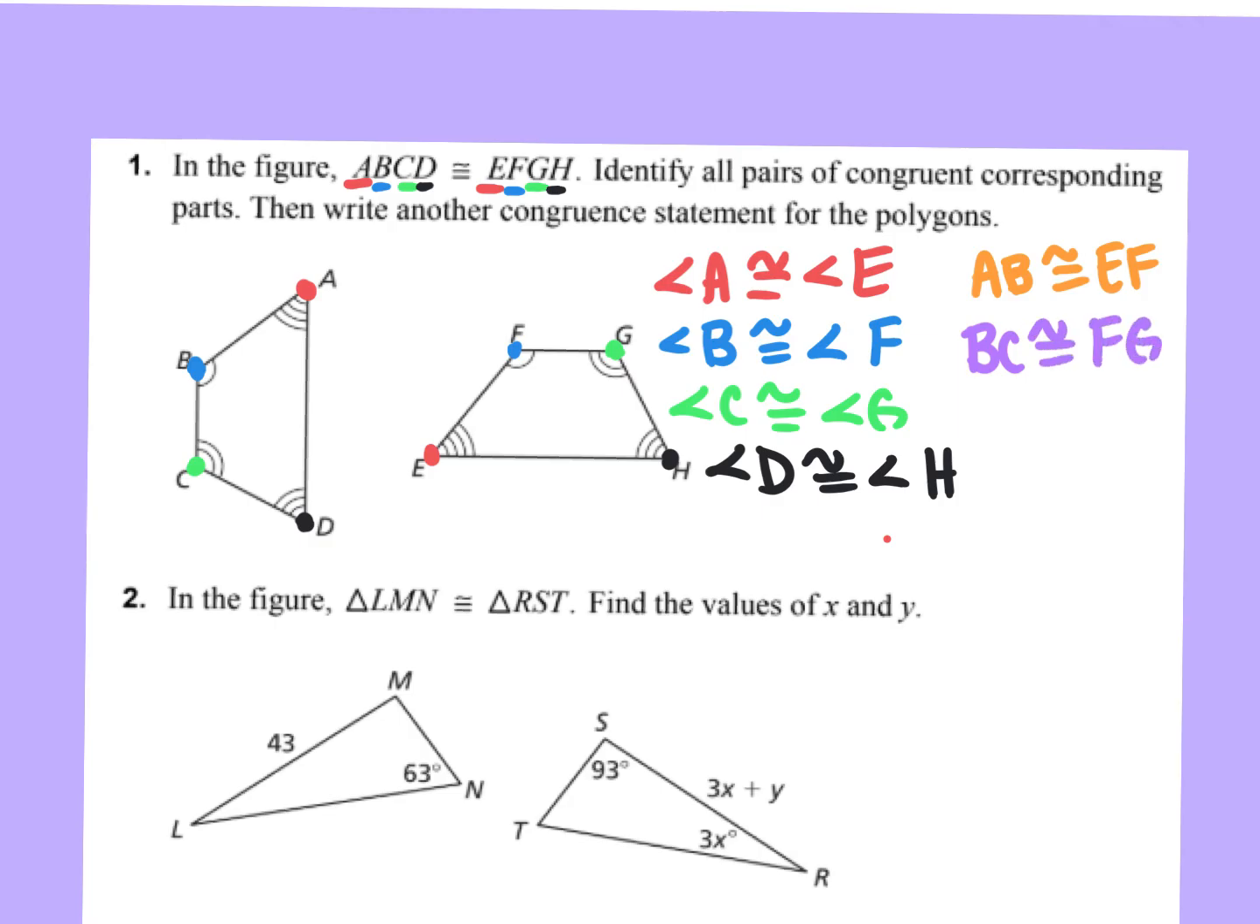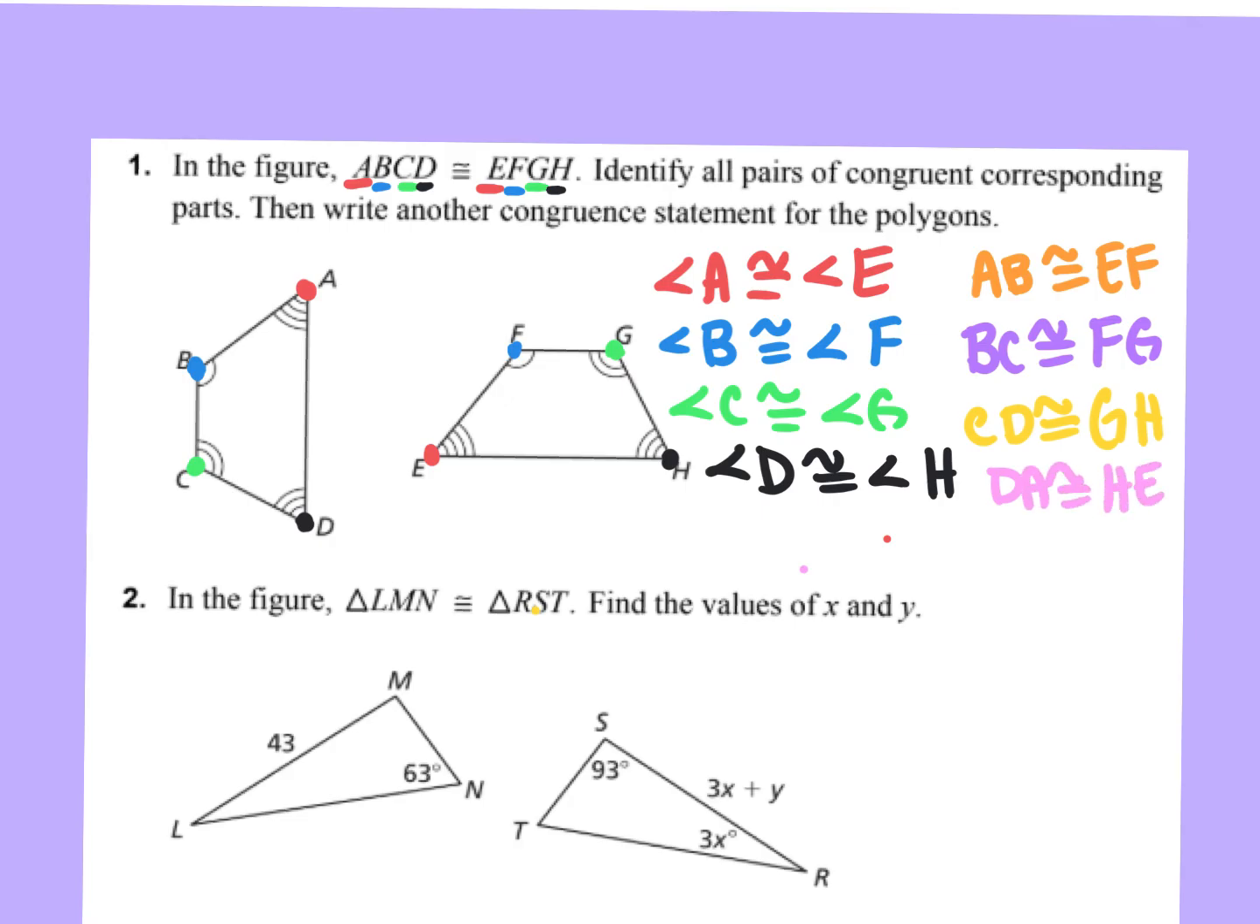So we would keep doing this for all of them. I'm going to do it quickly, but we just match up everything that matches up. Then I'd have CD, which looks like green to black, which would be GH. And lastly, DA, which is the black dot to the red dot, which would be HE.